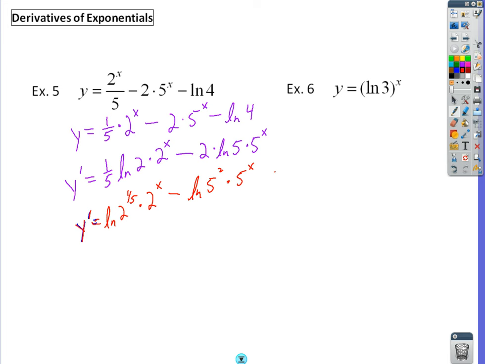Okay. So let's take a look here at example number 6. Again, we can't freak out. And you see the natural log of 3. Okay. Again, natural log of 3 is just a number raised to an x. So again, I'm dealing with an exponential one.